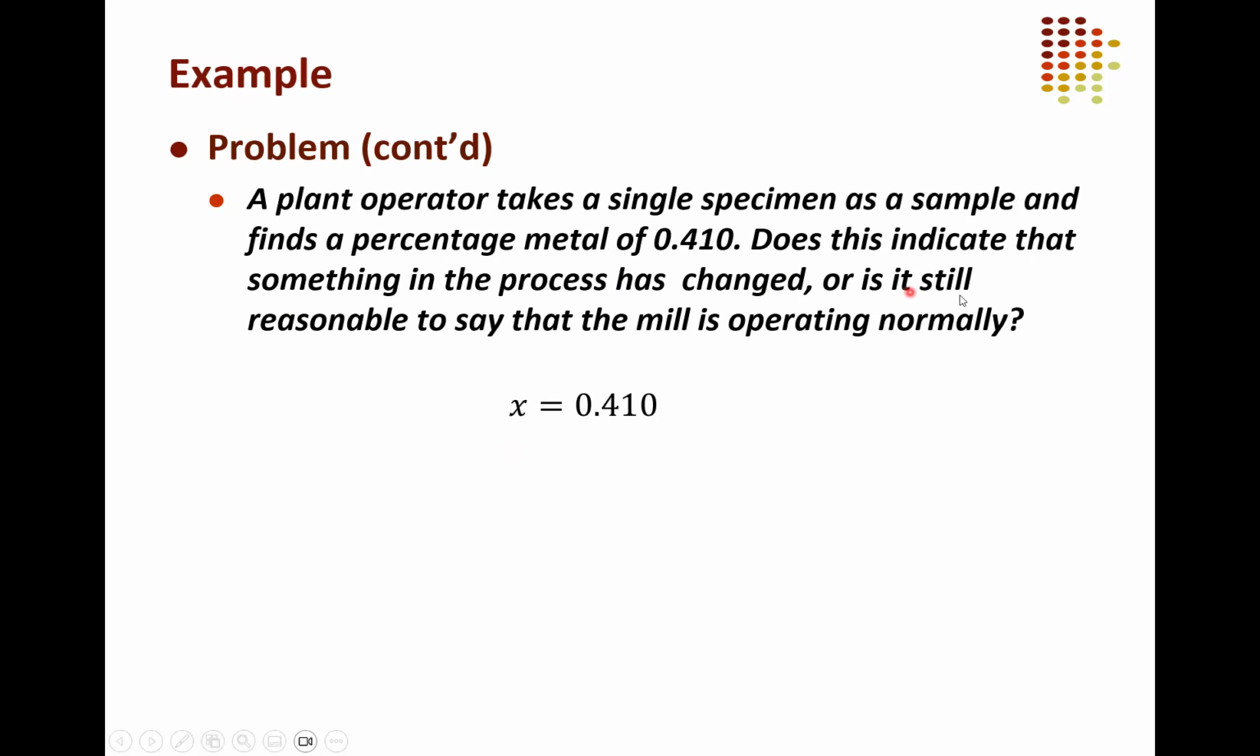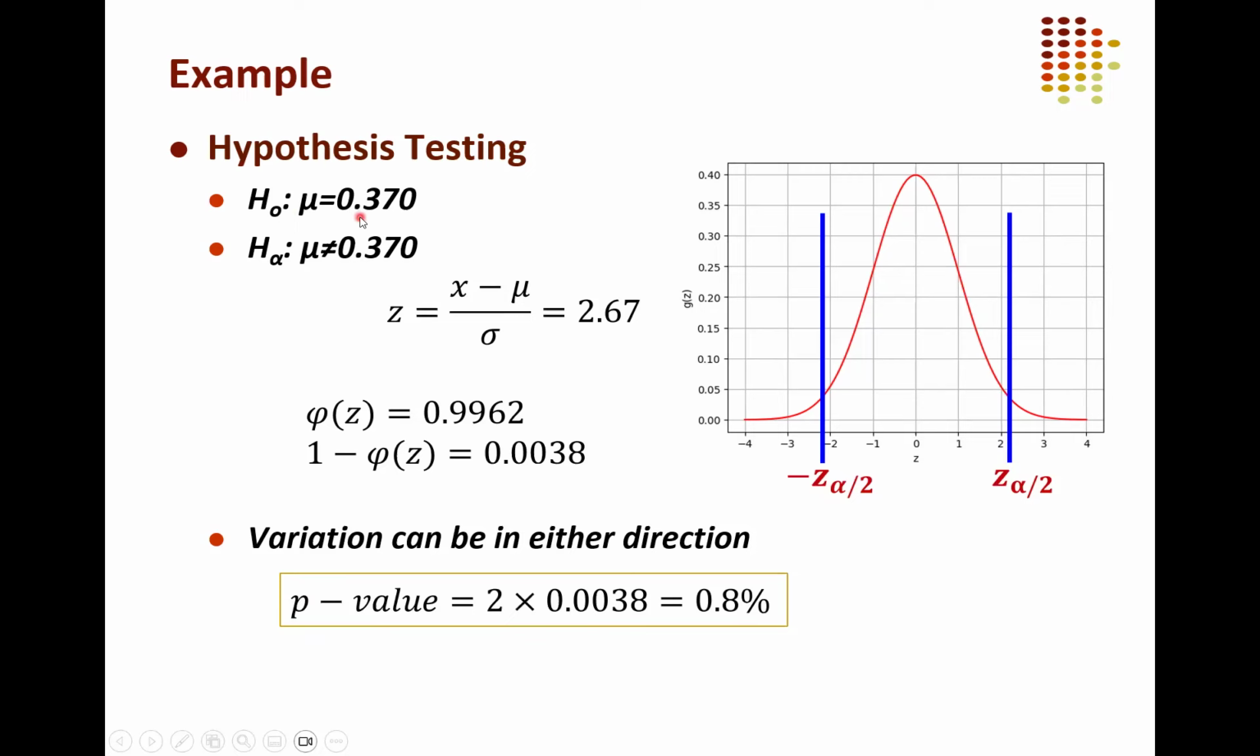So we define the hypothesis test: the null hypothesis is that the mean value is the same as it was when the mill was operating normally, and the alternative hypothesis is that the mean value has changed. Upon this observation, we define the z value, x minus mu over sigma. It is 2.67. From this z value, we can find the probability, 0.9962, from the statistical table.